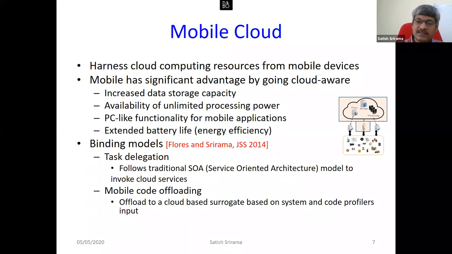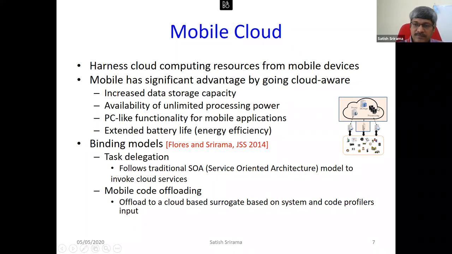So basically this has led to a new domain called the mobile cloud domain. It harnesses cloud computing resources from mobile devices: how you actually invoke the cloud services from the mobiles. Mobile gets a lot of advantages because now it will have increased storage capacity and access to unlimited processing power. That's actually good for different mobile applications as well, along with Internet of Things based applications.